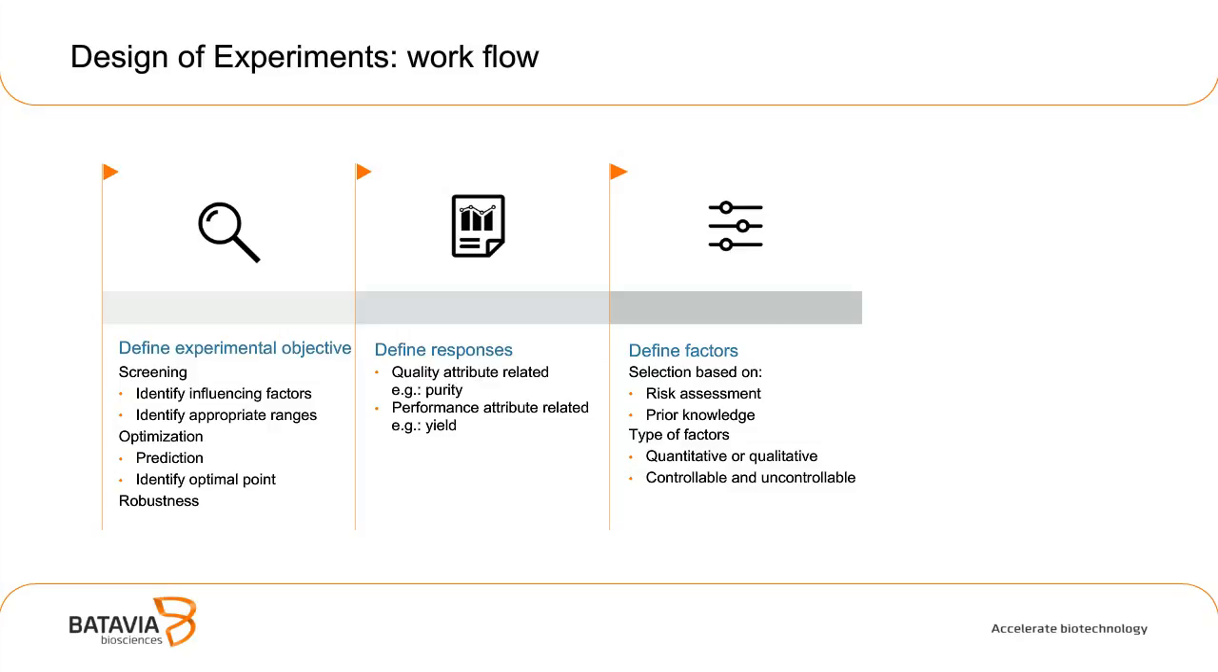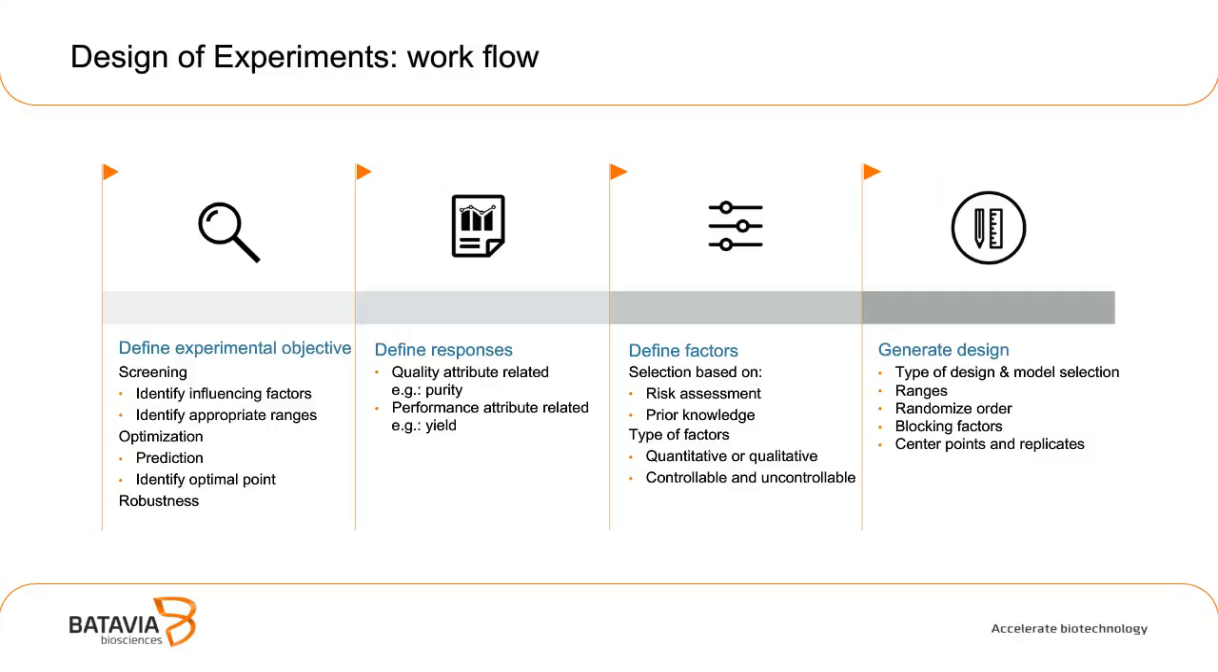Well, if you have your objective, you know what you want to look at, which responses, you know which factors you want to investigate, you're ready to generate a design. And in the generation of design, you have to make a selection in the type of design you want to use. You have to think about the model you want to use after you have produced your data, because you have to think about what this model can tell you about the data.